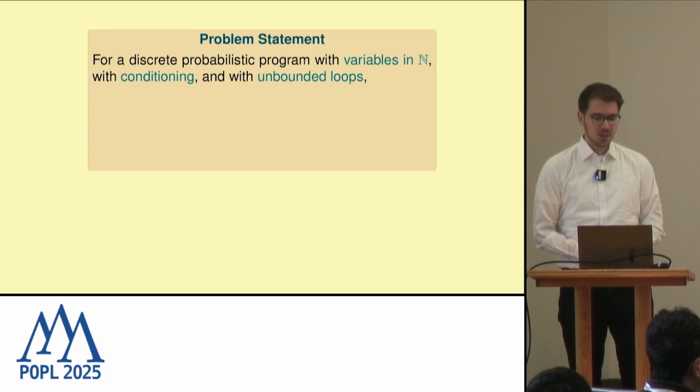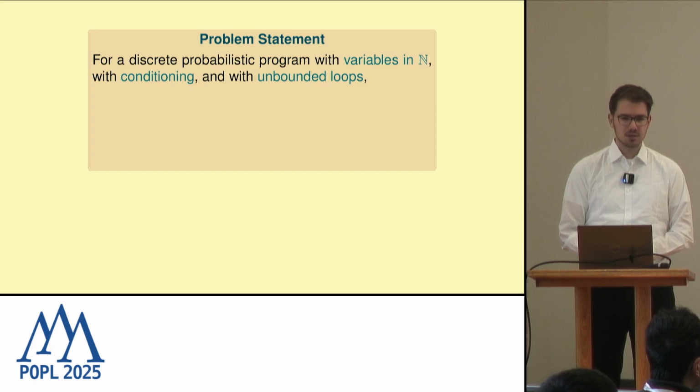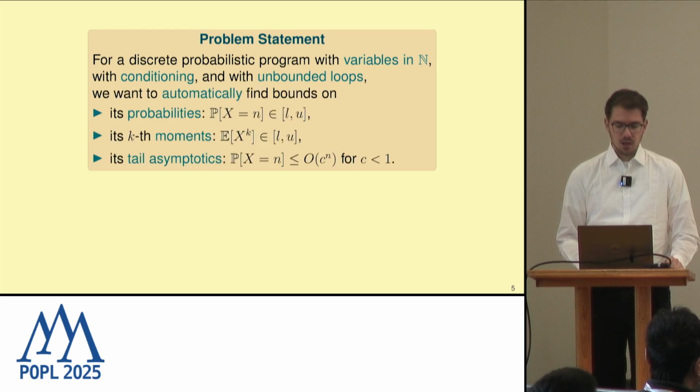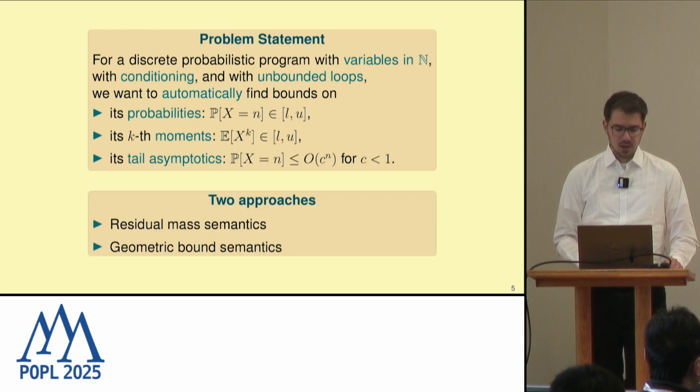So specifically, we look at discrete probabilistic programs with variables in the natural numbers, and you're allowed to use conditioning and unbounded loops. And we want to automatically find bounds, not only on probabilities, but also on the moments, like the expected value, for example, and on the tail asymptotics, so how quickly the probability mass decreases. And for this, we have 2 approaches. One is called the residual mass semantics, and the other is the geometric bound semantics, which we'll get to later.